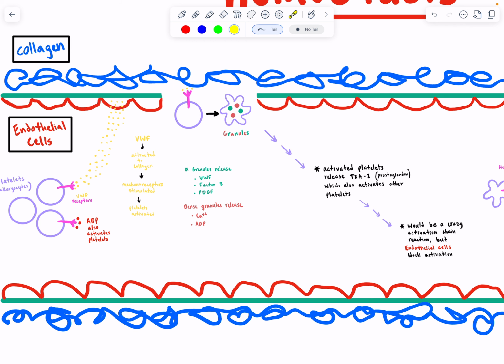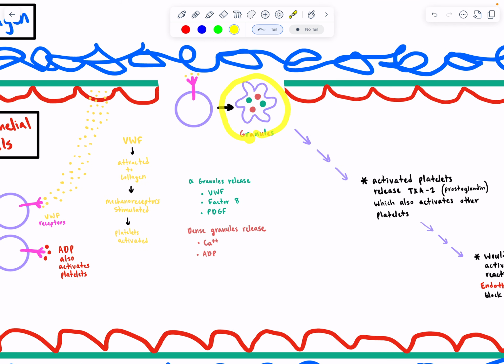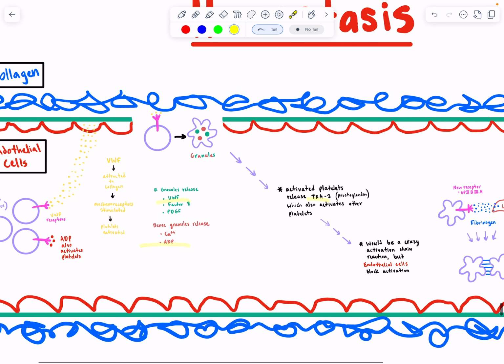Activated platelets have these granules, and there are different kinds of granules. There's alpha granules, and there's dense granules. Then they release different things. The dense granules release ADP, which further activates more and more platelets. VWF is released from alpha granules, which activates more of these. Also, activated platelets release TXA2, prostaglandin, which also activates other platelets. So you get these 3 different things that activate platelets, and so this is a big cascade.